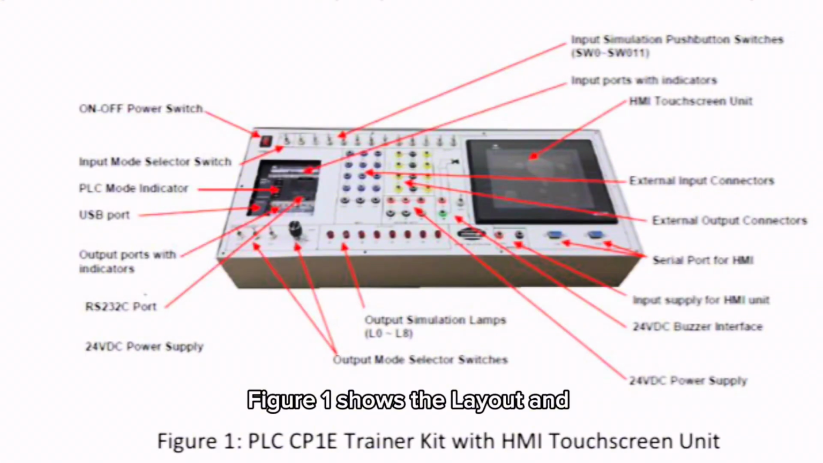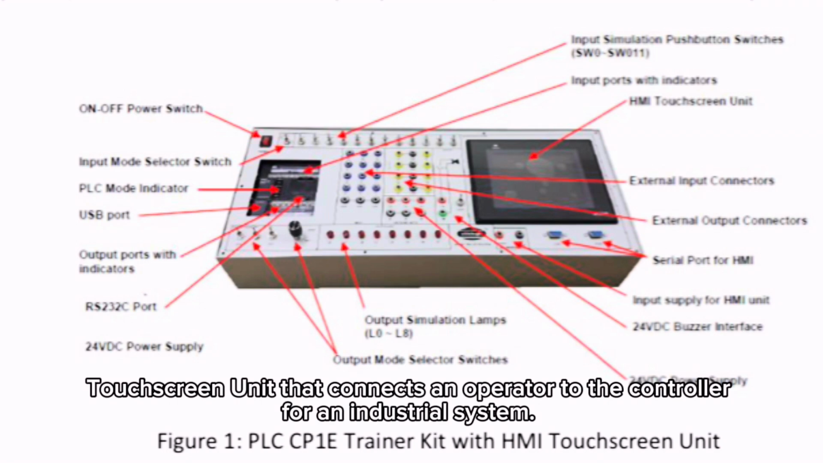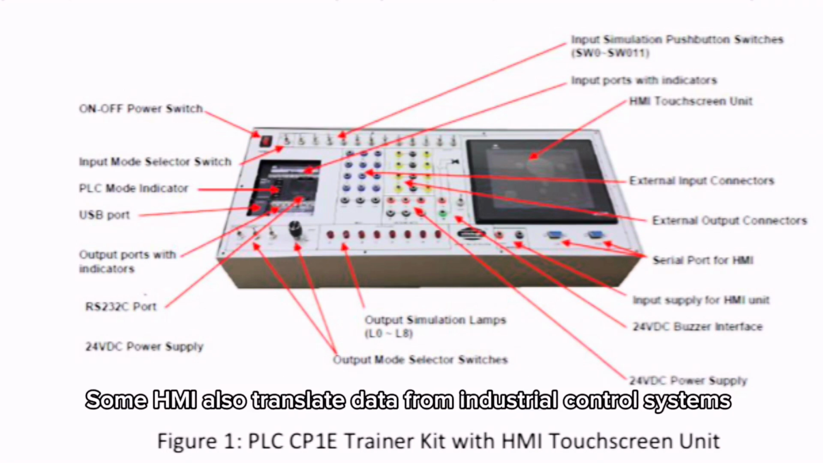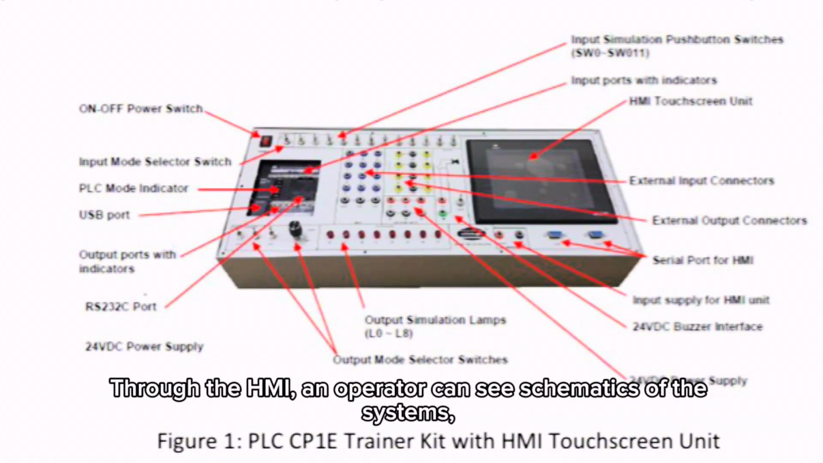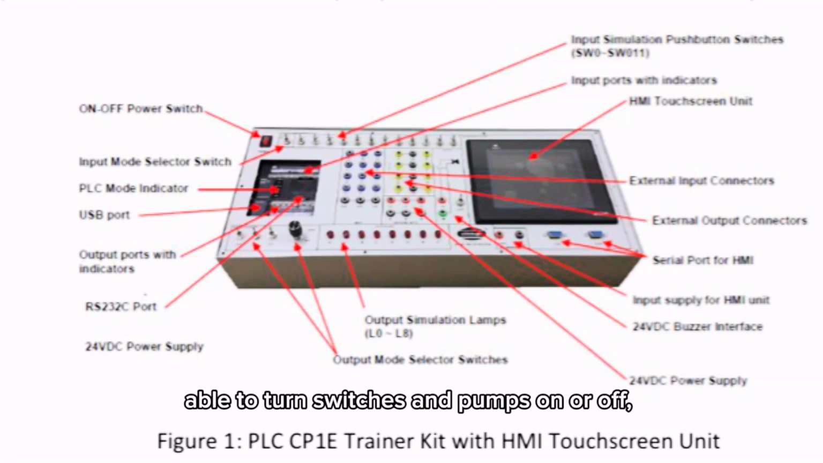Figure 1 shows the layout and specification of the PLC CP1E trainer kit, which consists of an HMI touchscreen unit that connects an operator to the controller for an industrial system. Some HMI also translate data from industrial control systems into human-readable visual representations of the systems. Through the HMI, an operator can see schematics of the systems, turn switches and pumps on or off, or raise or lower the temperature.